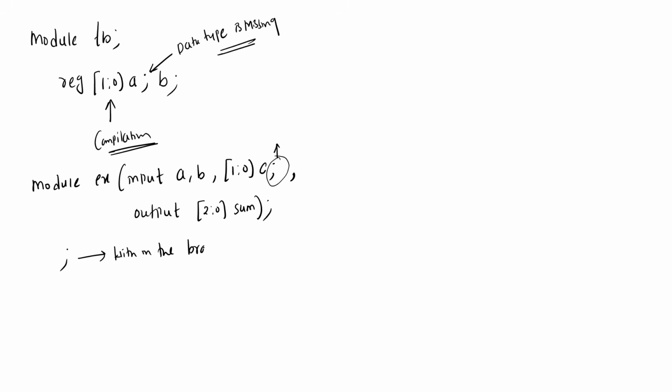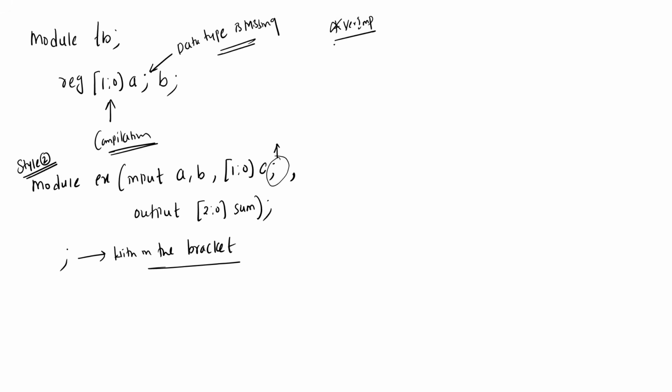Semicolon is the end of the statement. So comma means you can declare like this. Last class I told you, was this style 1 or style 2? Style 2. Style 1 is where you declare the ports and separately declare the inputs and outputs. This is style 2, where we declare the inputs and outputs within the bracket itself.